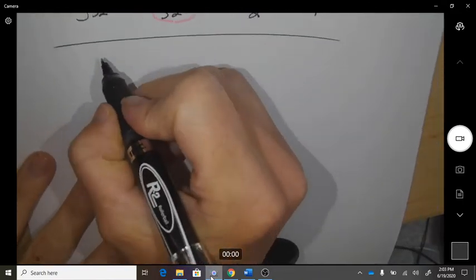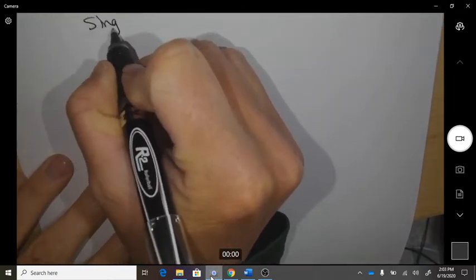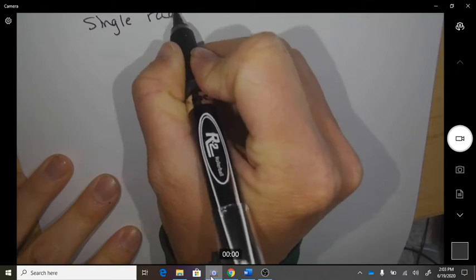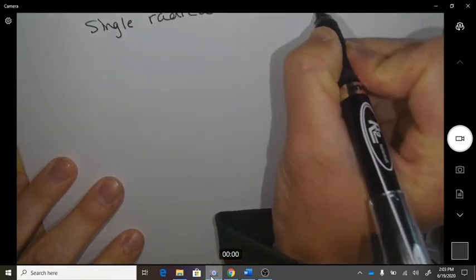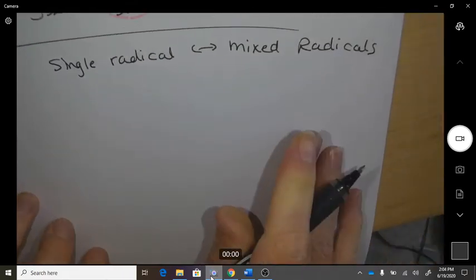Okay, we're going to do how to do single radicals and mixed radicals. So we're going to be able to interchange them with each other.